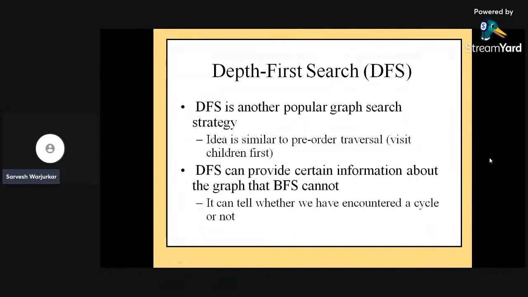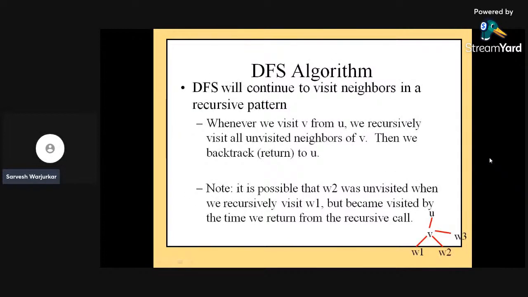Since in BFS we are visiting the vertices in a layer by layer or level by level order, it cannot tell whether you have encountered a cycle or not. DFS follows that particular way. DFS will continue to visit the neighbors in a recursive pattern. Whenever we have visited node V from U, we recursively visit all unvisited neighbors of V.